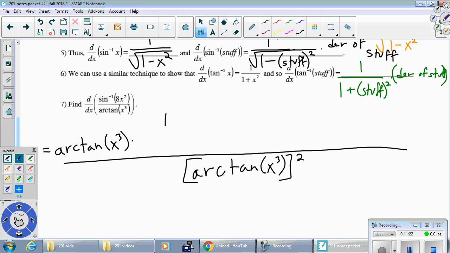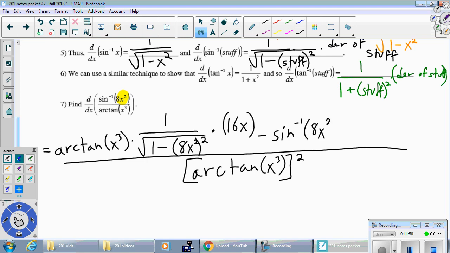So 1 over square root 1 minus some stuff squared. The stuff is 8x squared. So 8x squared goes right in here, and it itself gets squared, times the derivative of that yellow stuff, 16x. Again, that 16x is not on the bottom, it's on the top. That's part of the quotient rule, minus the top, inverse sine of 8x squared, times the derivative of the bottom.